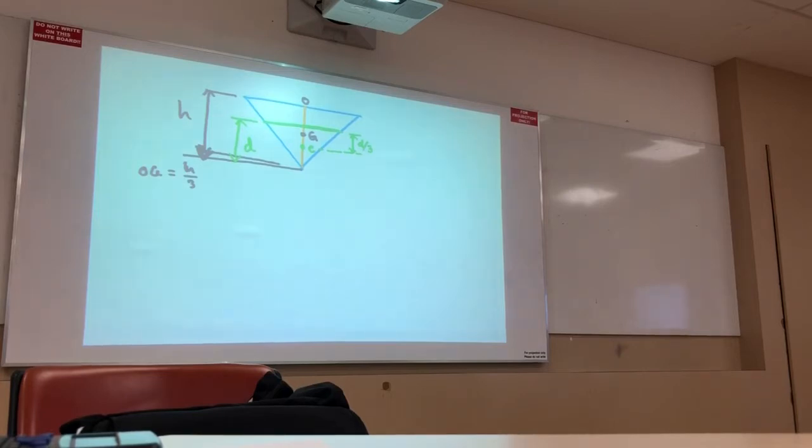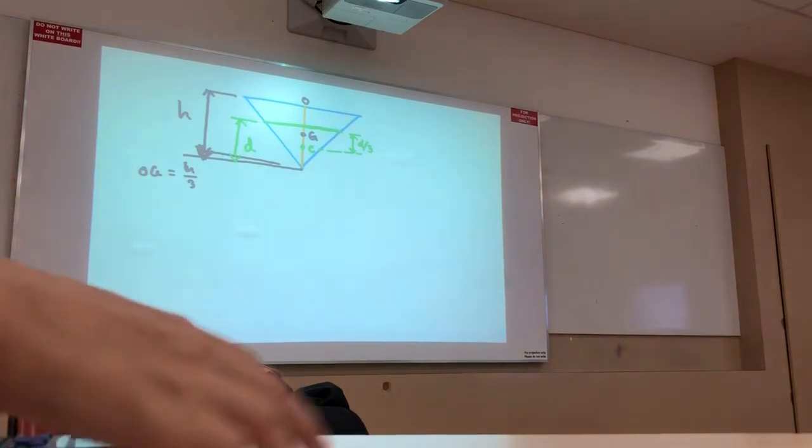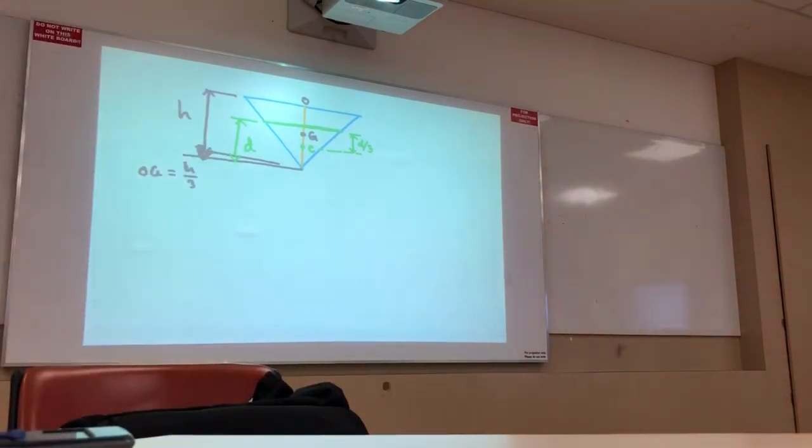Okay? So can you tell me what is the value of OC? OC becomes the distance from here to here, right? From here to here is how much? H minus D. Am I right? No problem. So OC becomes H minus D plus D by 3. Done.